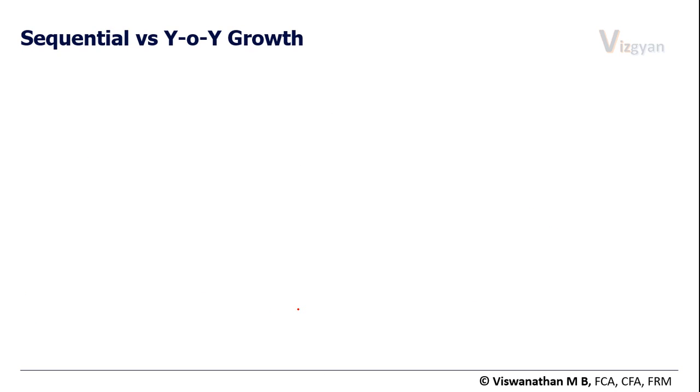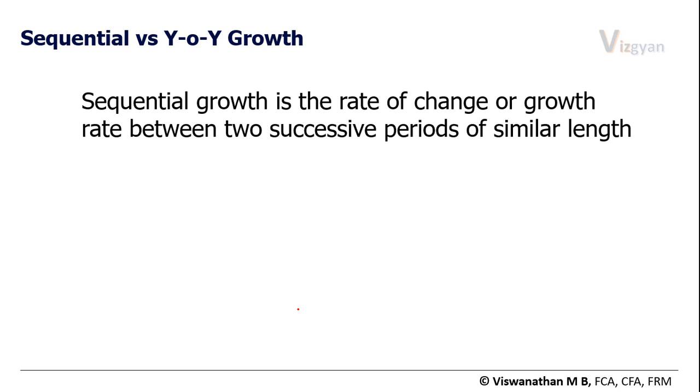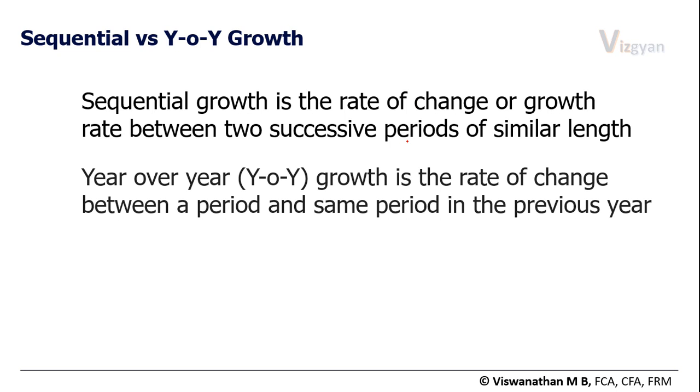The last part of time series growth that we're going to understand here is sequential growth and year-over-year growth. Now what is sequential growth? Sequential growth is the rate of change or growth rate between two successive periods of similar length. Year-over-year growth is the rate of change between a period and the same period in the previous year. I'll give an example to explain this.